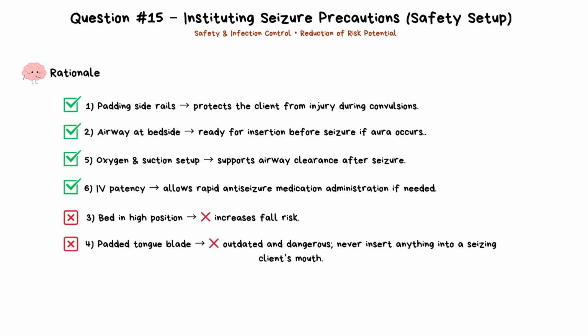Oxygen and suction equipment must always be available to maintain airway patency and clear secretions post-seizure. And confirming IV patency gives rapid access for emergency anti-seizure medications if needed. The remaining options are unsafe or outdated. Placing the bed in a high position increases fall risk, and keeping a padded tongue blade at the bedside is no longer recommended. Never insert anything into a seizure client's mouth. Doing so can fracture teeth or obstruct the airway.